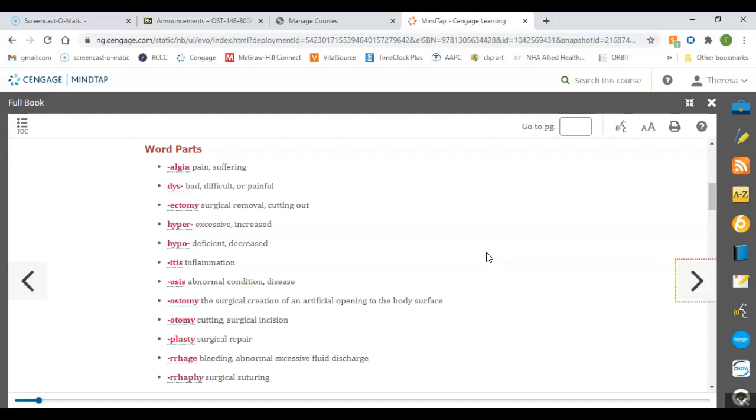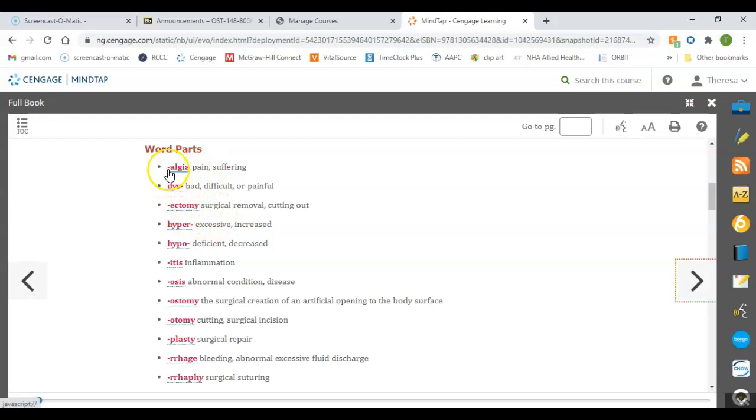But at the very beginning here, it's going to give you some of the word parts. So this is the start of your flashcards. So you would put algia right here on one side of your card, and on the other side you would have pain and suffering, and just go on down this list right here. This is not every one of them that are covered in the chapter, but it gives you the main ones here on this first page. So make sure that you start making your cards with this.